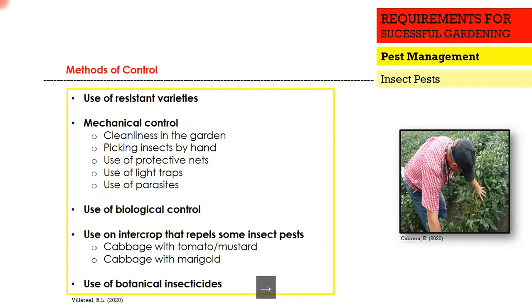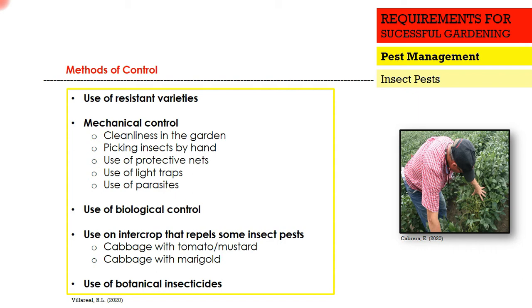The methods of control for the insect pests are, first, you can prevent it by using resistant varieties. Through mechanical control, you can do it by cleanliness in your garden, picking insects by hand, use of protective nets, use of light traps, and use of parasites. For biological control, you can also use different bioagents to suppress the insect pests.